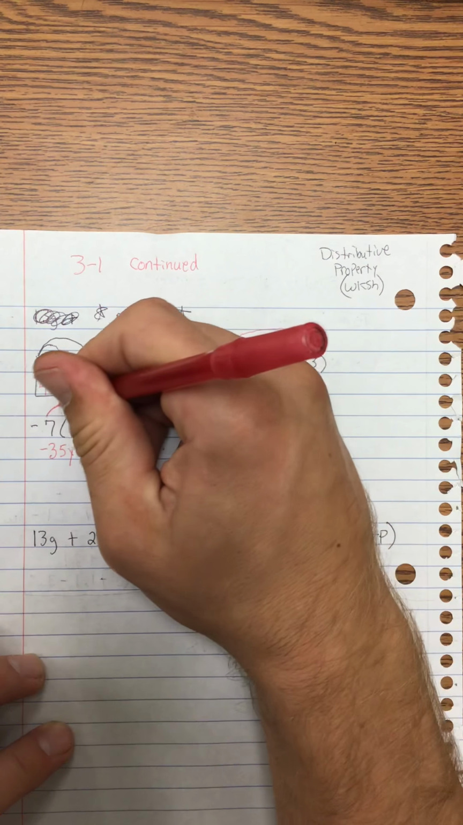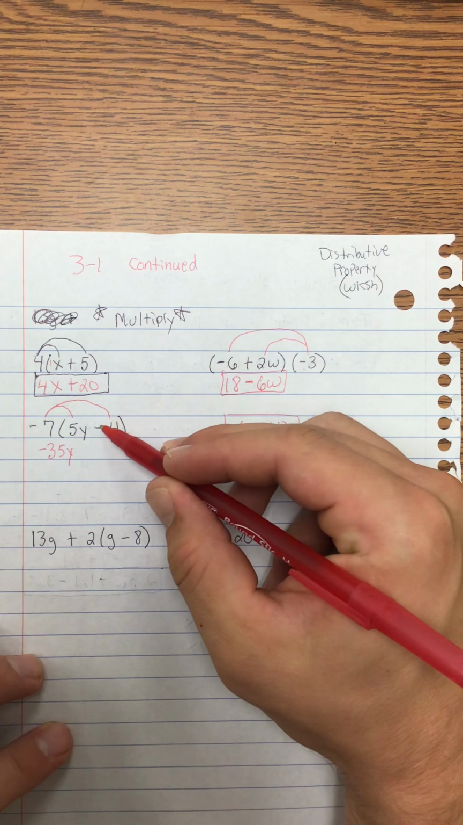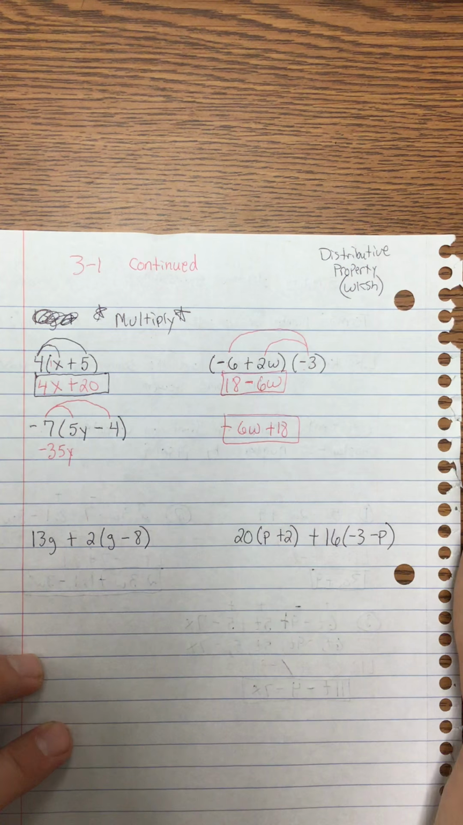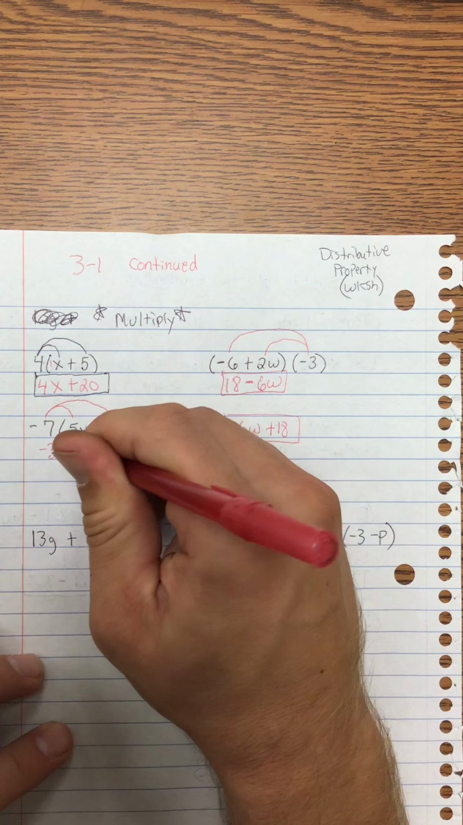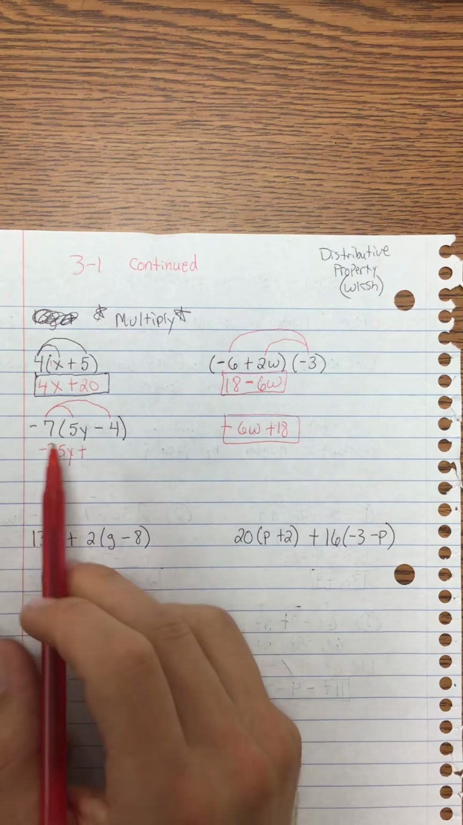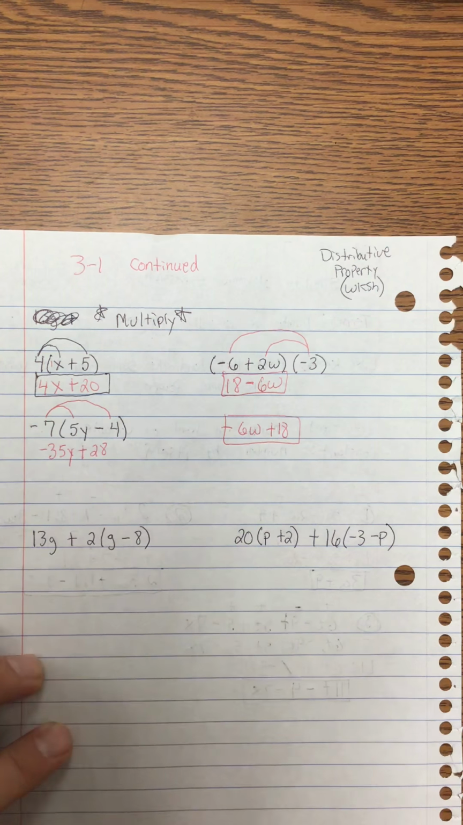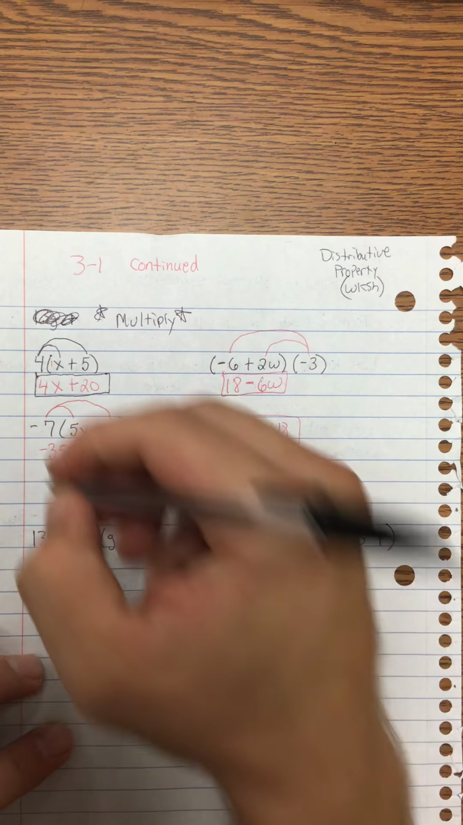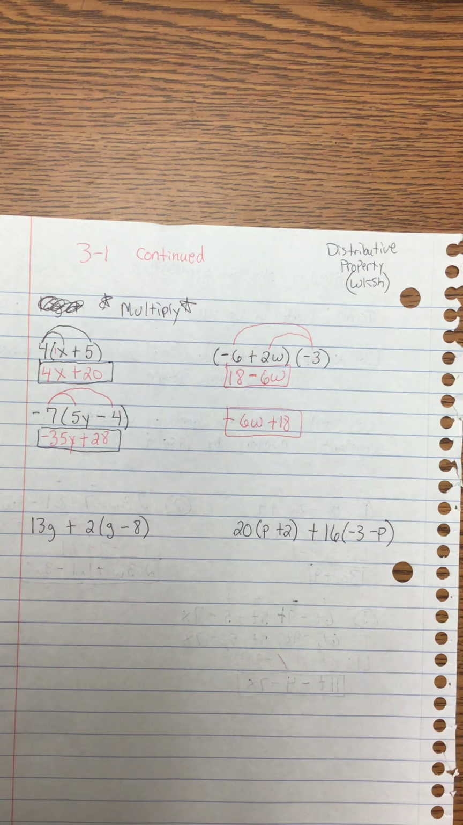Now I have -7 times this -4. We need to treat this 4 like a negative because it has that minus or negative sign in front of it. So here I have the same signs, so when I multiply 7 and 4, that will be a positive, and 7 times 4 is 28. So -7 times -4 is positive 28. And that is in simplest form because those are not like terms.